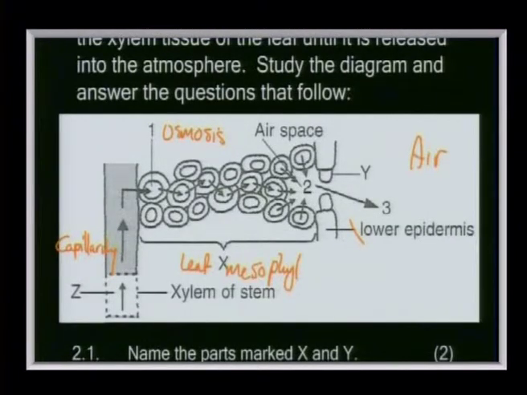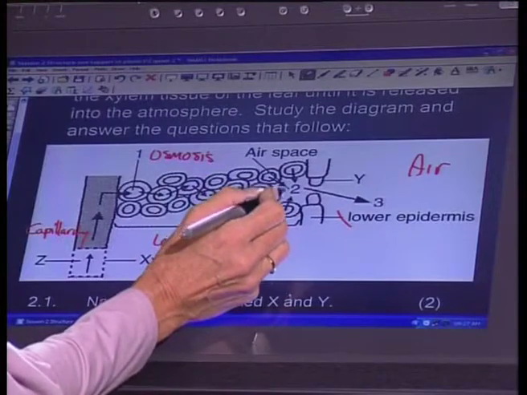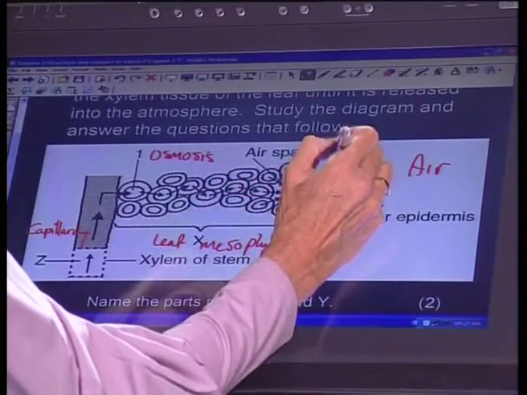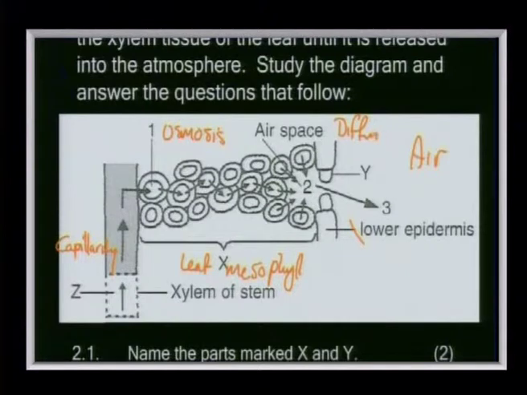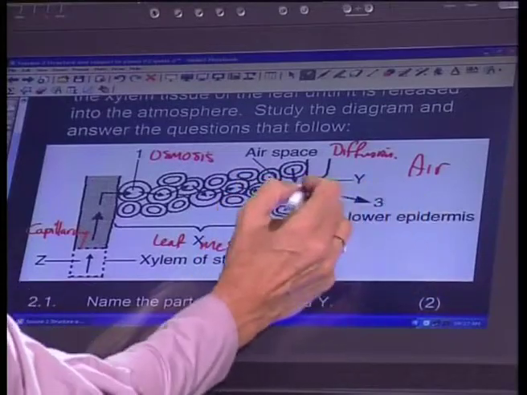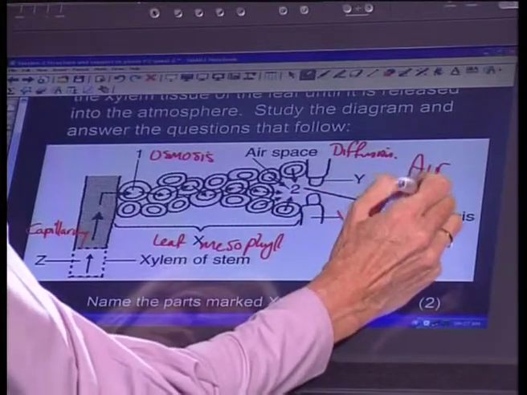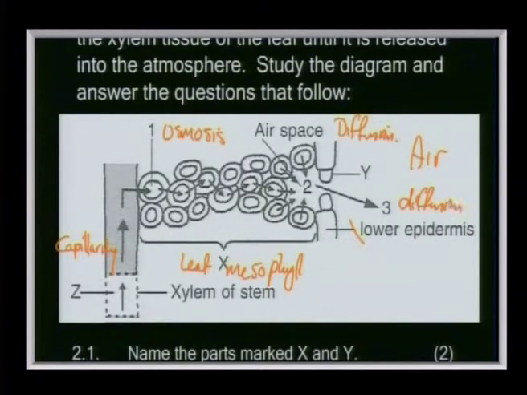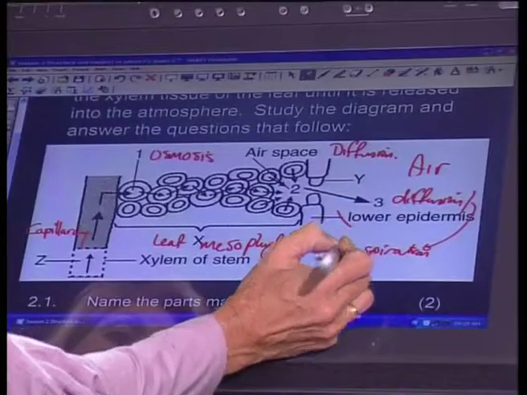So that's the leaf mesophyll cells, okay? And then we also have this process here in the airspace. That would be diffusion. All right. And then here we've got the water moving out of the leaf. This would be diffusion as well. But what kind of diffusion would it be? And I'm going to write it here. Transpiration. Okay, that would be the process of diffusion for transpiration to occur.